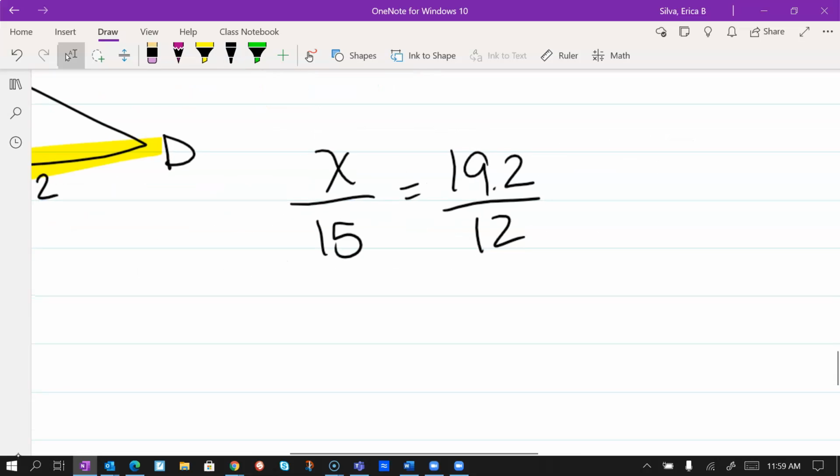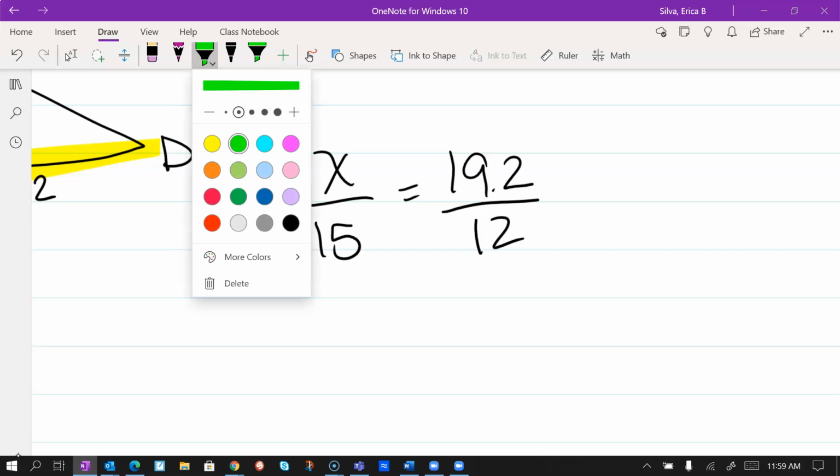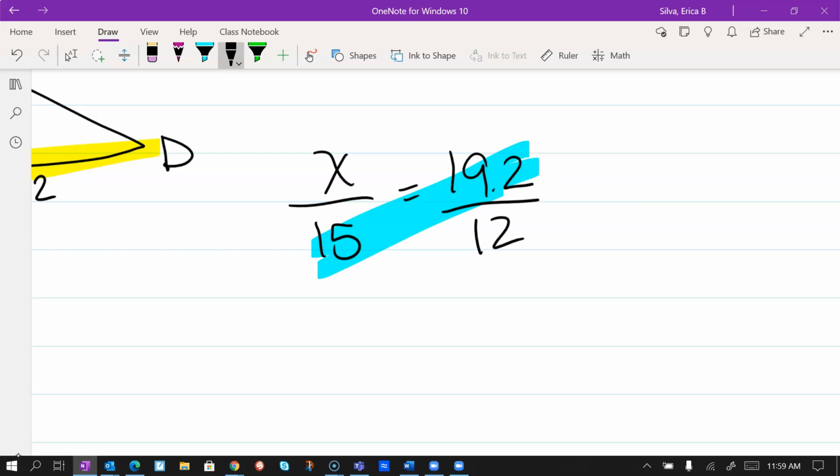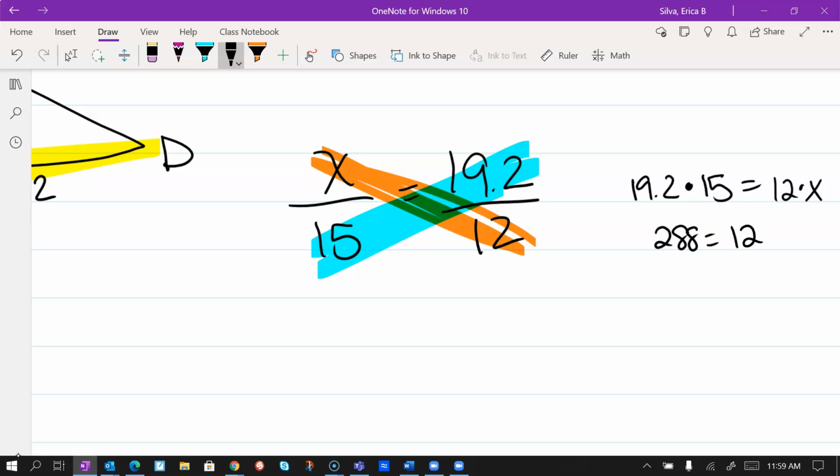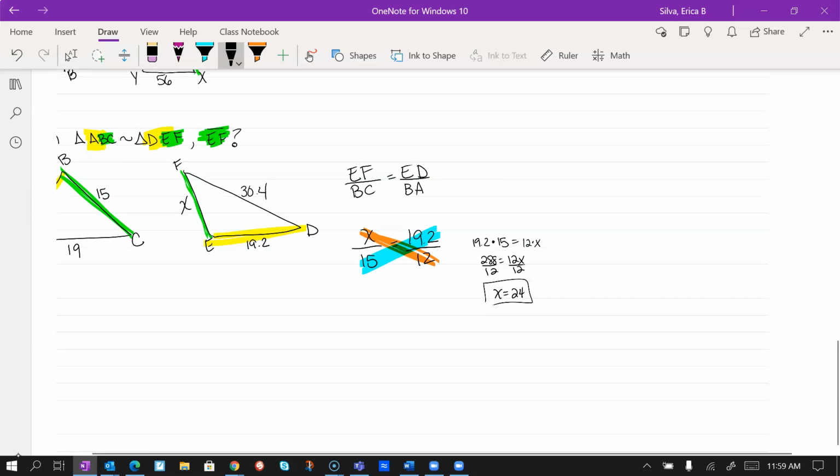And then from here, we just cross multiply and divide. So we multiply these two, 19.2 times 15 equals X times 12. And that gives us 288, right? So 288 is equal to 12x, divide by 12, and we get x is equal to 24. Awesome. Thank you. So x is 24. Any questions on that one?